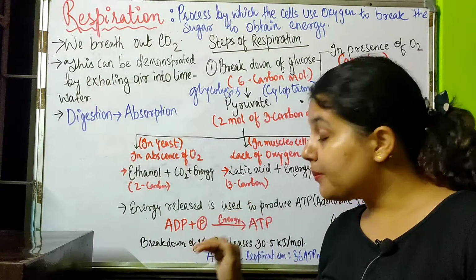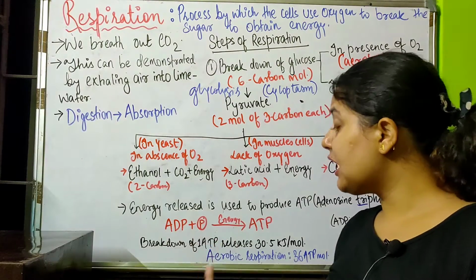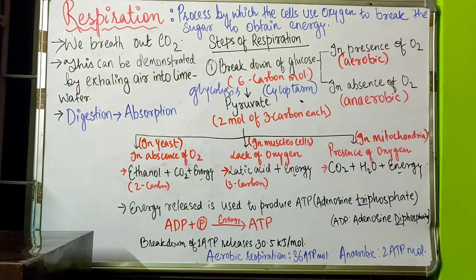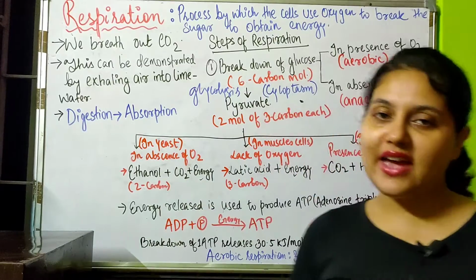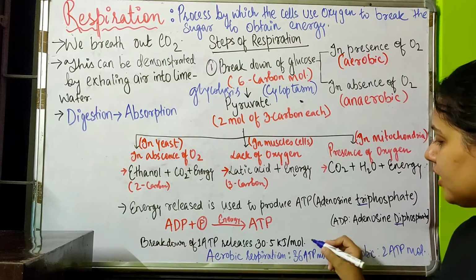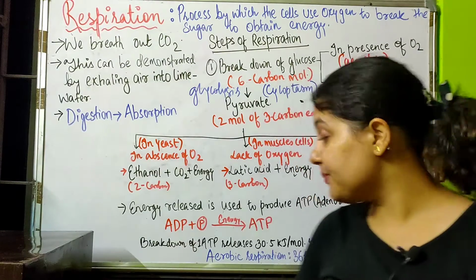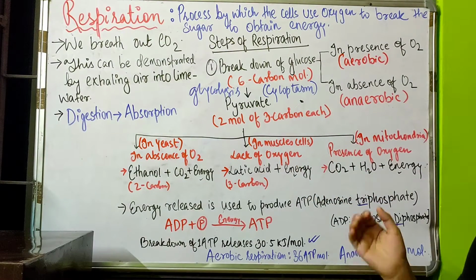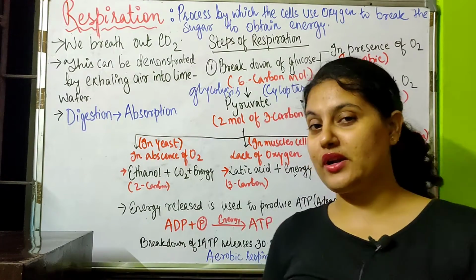Alright, now you see, breakdown of 1 ATP molecule releases 30.5 kilojoule per molecule of energy. You note it down. Okay, you have to remember this. The release of energy is 30.5 kilojoule per molecule when 1 ATP molecule is broken down.